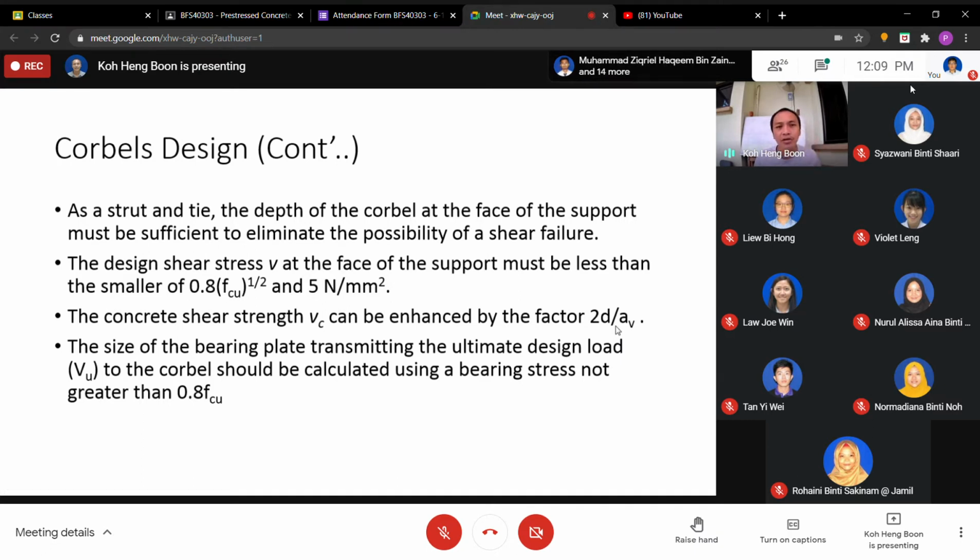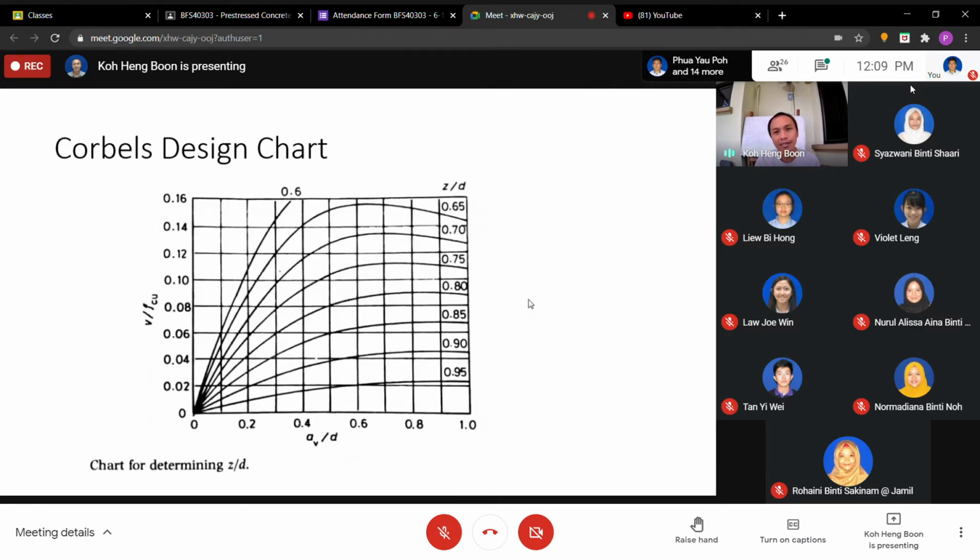The size of the bearing plate transmitting the ultimate design load VU to the corbel should be calculated using a bearing stress not greater than 0.8 FCU. Maximum is 0.8 FCU. This is the allowable bearing stress. Corbel design, we'll look at it just now. We are going to use this chart in our design.